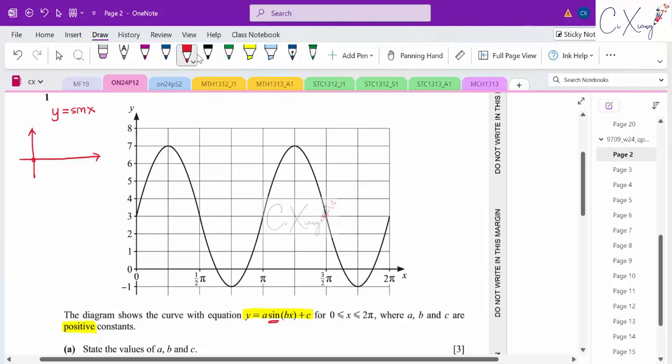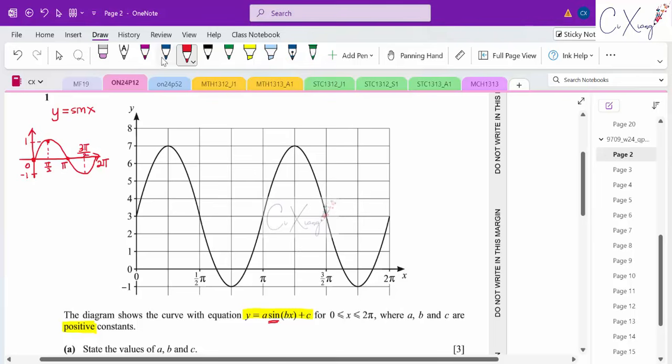Original sine x for one cycle will start from (0, 0), go up and then come down again and go back to the x-axis. Then we need to know all the important points here. This one is 0, then it crosses the x-axis at pi, and another time at 2 pi. The highest point is 1, the lowest point is -1. At the highest point, the x value is pi over 2. At the minimum point, the x value is 3 pi over 2.